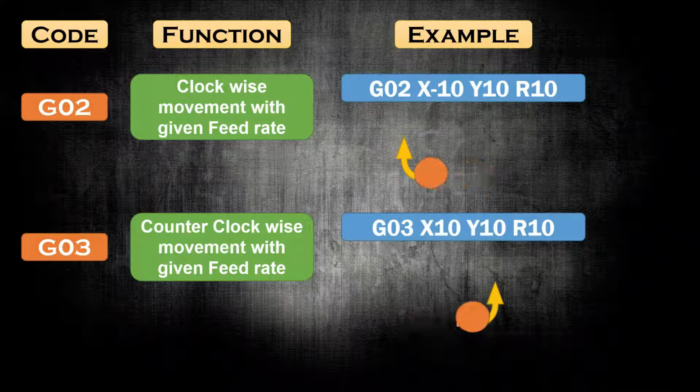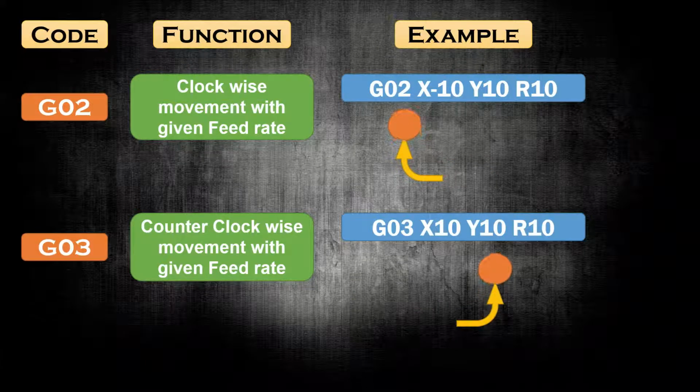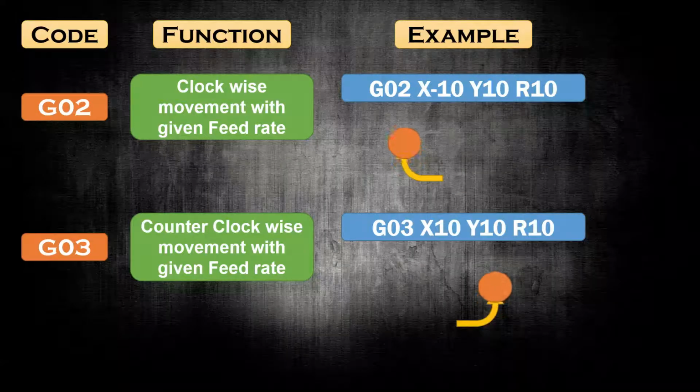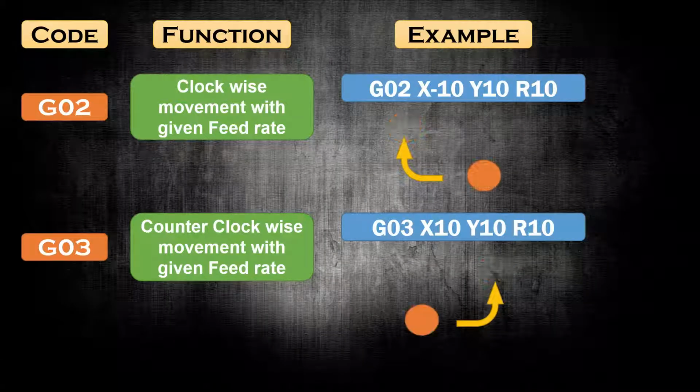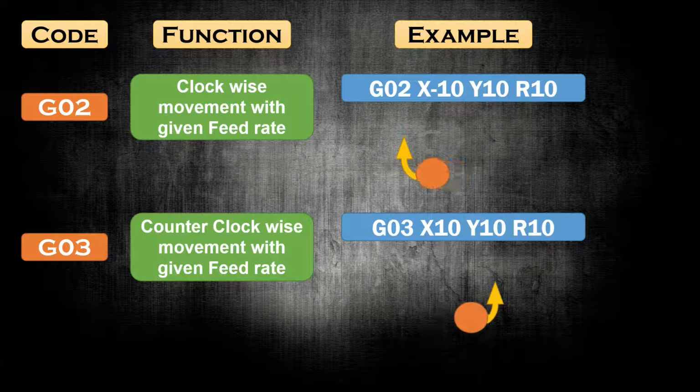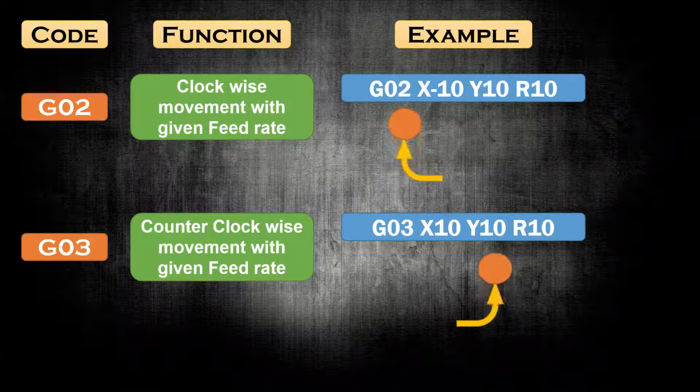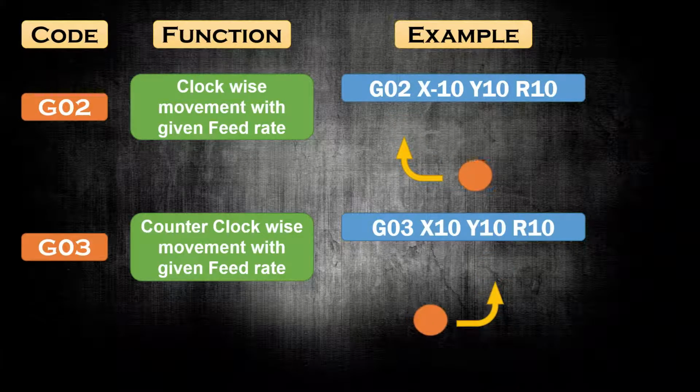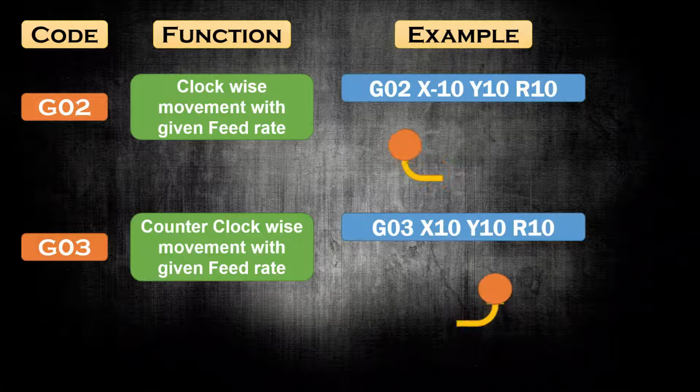So as per the programming, you have to use the particular code along with the coordinate points and the radius in which it has to move. So this is regarding G02 as well as G03. Then moving on to the next one, that is G04.